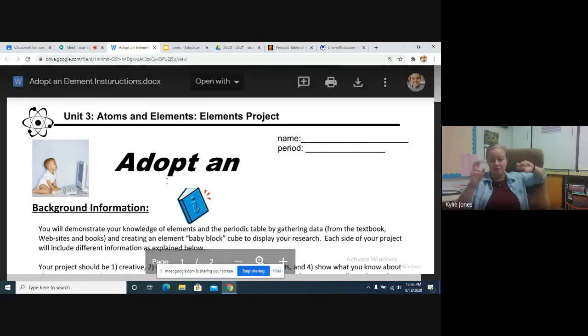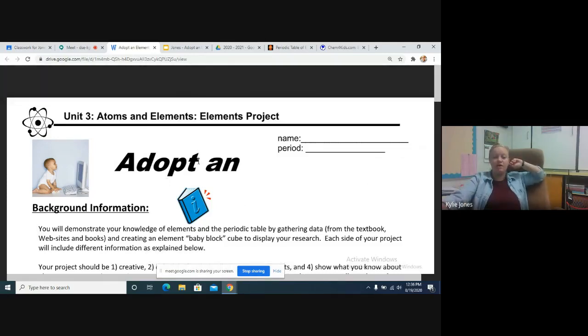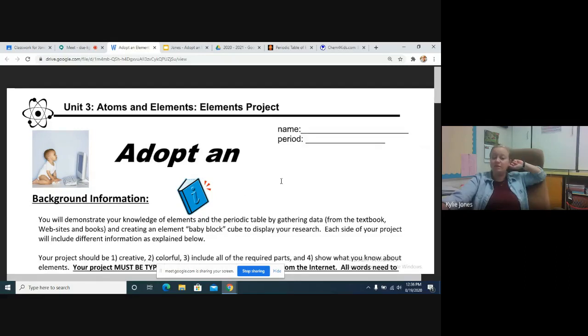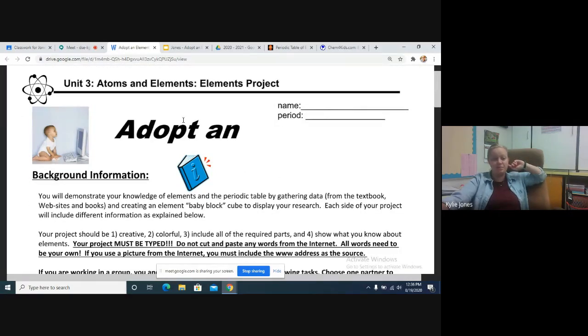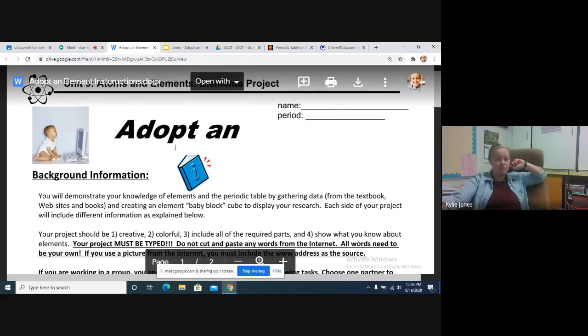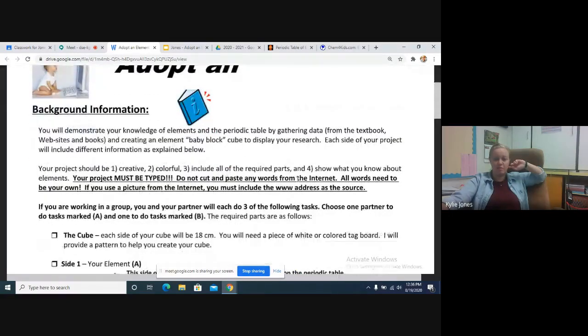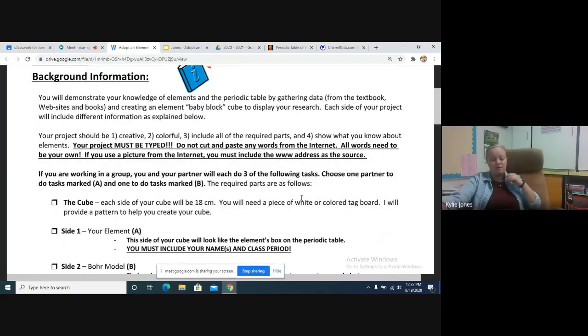So you guys will be adopting an element and making a short presentation on some facts about your element. We adapted this a little bit to make it more online friendly. That's why we have a PowerPoint. We had originally, to do it in person, was make like a big box, a cube, and all the different sides would be different facts about your element. But we can't really do that. If you want to make the box at home, you're more than welcome to, but I do need you to do the PowerPoint first.